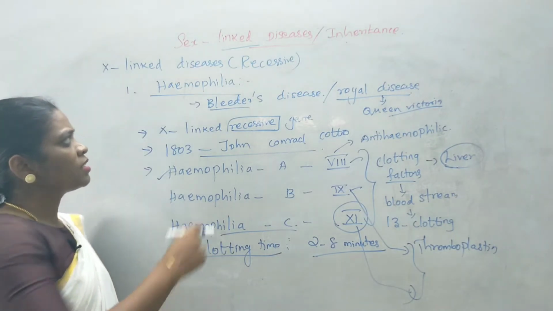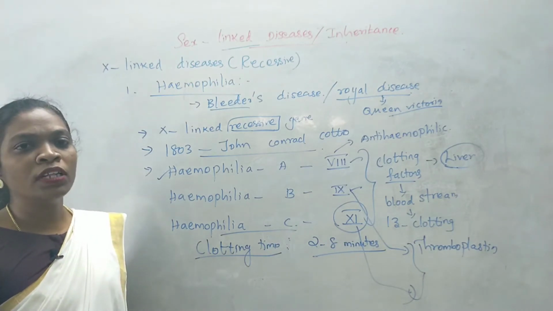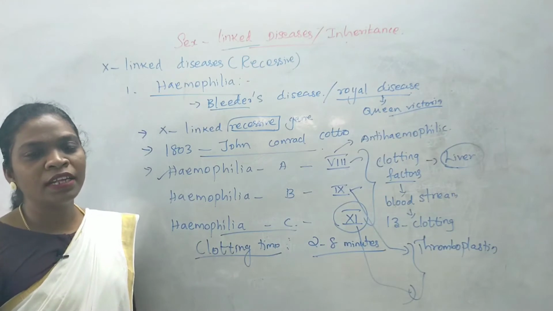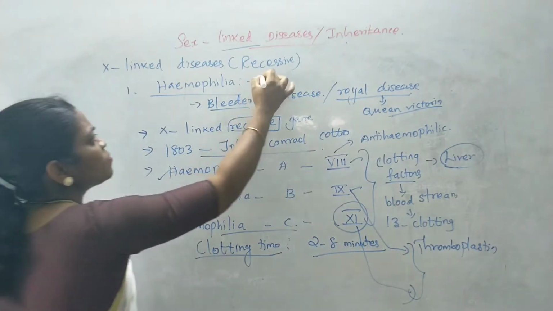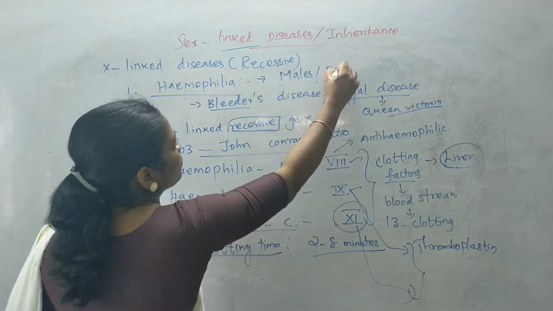But when individuals are affected by this disorder, the bleeding will not stop even after a minor injury. It can result in the death of the individual. This disease is more common in males when compared to females.